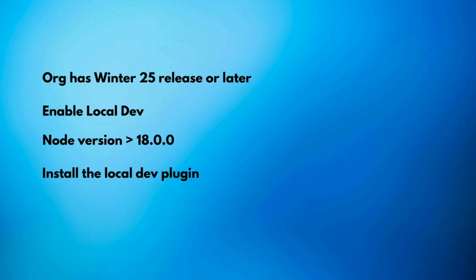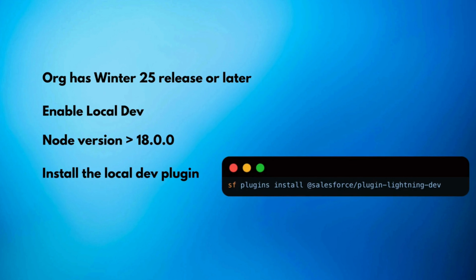And lastly, you need to install the Local Dev plugin. You can install this plugin with this command: sf plugins install @salesforce/plugin-lightning-dev. This plugin installation will only be successful when you have a Node version greater than 18.0.0. So make sure that you are satisfying the Node version dependency.